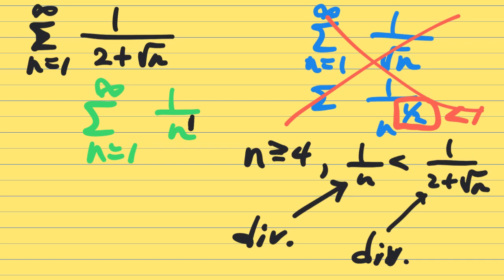A larger one converging means the smaller one converges. And that was our first example. This example is part 2 of the direct comparison test.